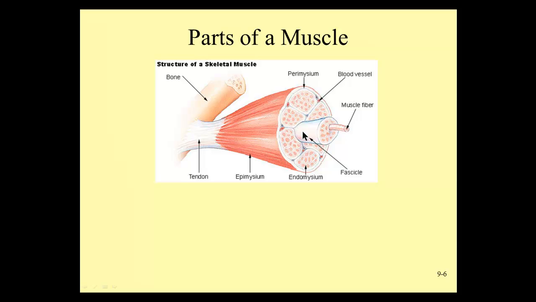And then within each fascicle are the muscle fibers. So here's one muscle fiber that's been pulled out, but there's a number of them we can see here in this fascicle. And the connective tissue between the muscle fibers within a fascicle is called endomysium. So we have three different connective tissue separations within muscle. We have the epimysium on the outside of the entire muscle. We have the perimysium surrounding each fascicle. And we have endomysium inside a fascicle separating the individual muscle cells.